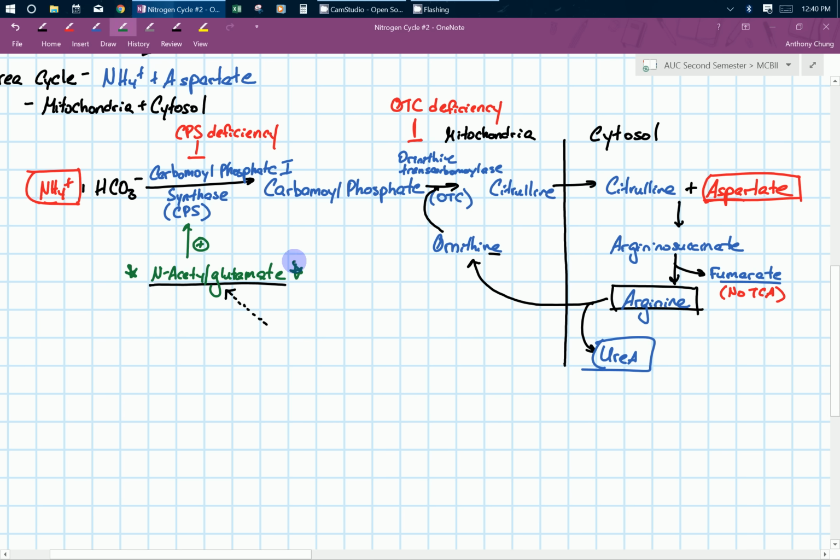All right, the last thing I need to talk about is going back to the N-acetylglutamate. There's one thing that will activate the enzyme that makes N-acetylglutamate. If you look at the name of it, N-acetyl glutamate, the constituents are actually acetyl-CoA and glutamate. There is an enzyme that we don't really need to know that catalyzes this reaction, but that enzyme is activated by arginine. And that's it for the urea cycle.